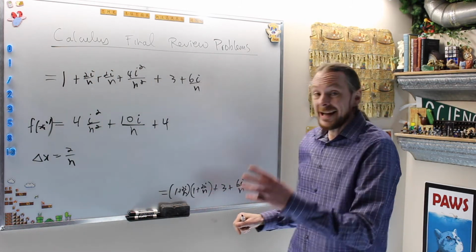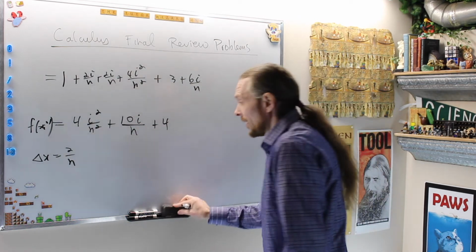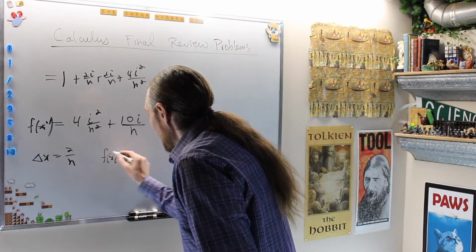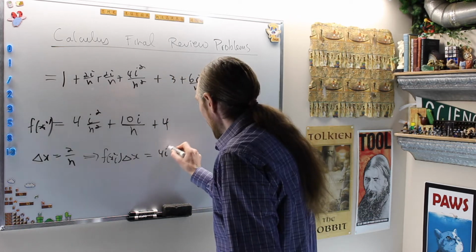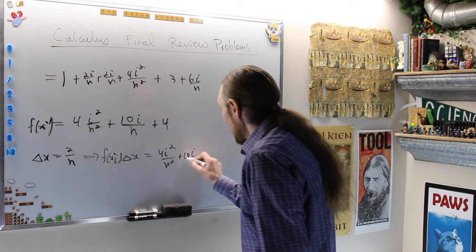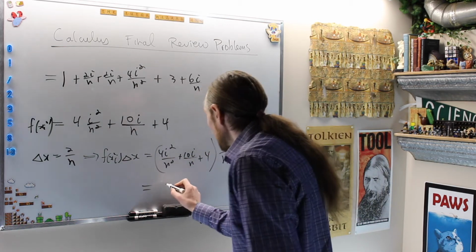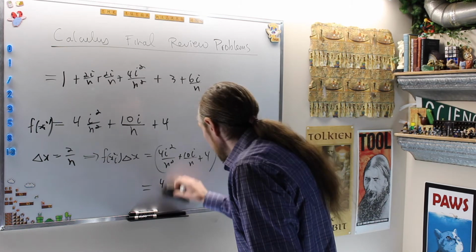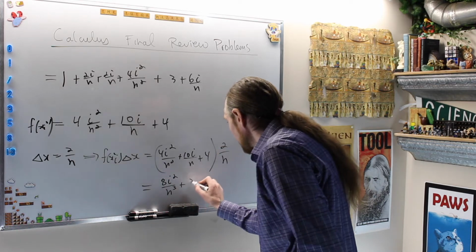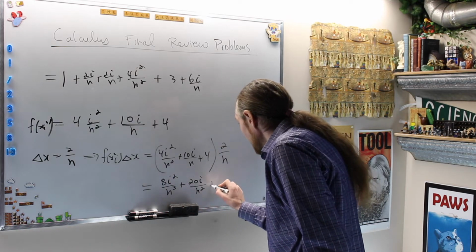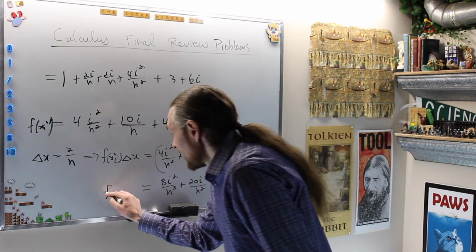Now what I need is f of xi star times delta x. Let's clean that up. So f of xi star times delta x is equal to 4i squared over n squared plus 10i over n plus 4, times 2 over n, which gives me, let's distribute this onto everybody, 8i squared over n cubed plus 20i over n squared plus 8 over n. This is f of xi star times delta x.